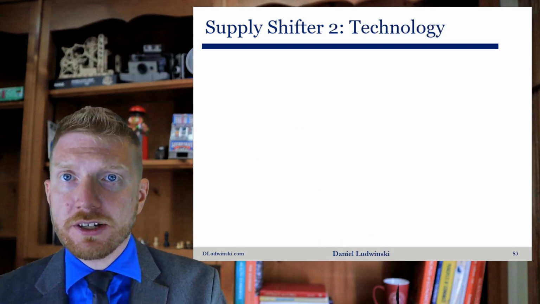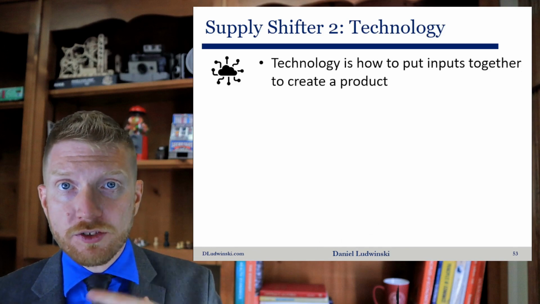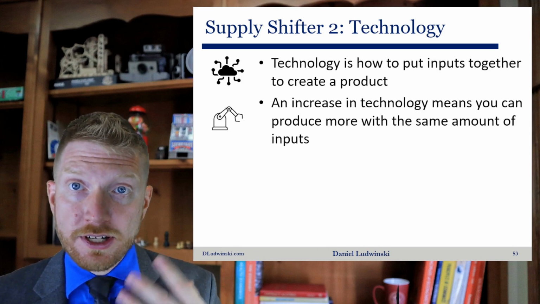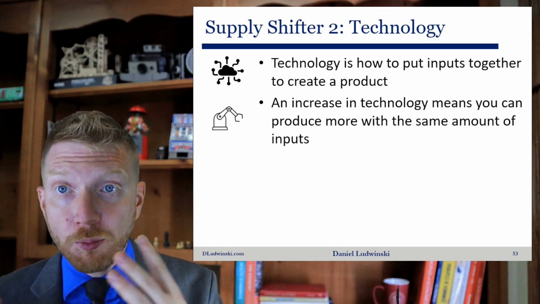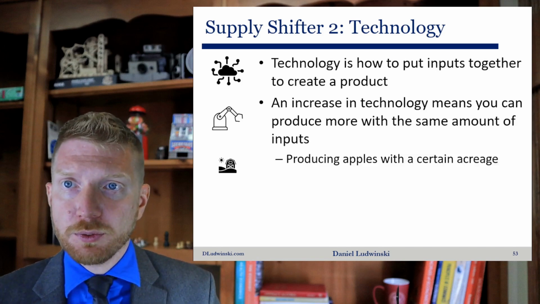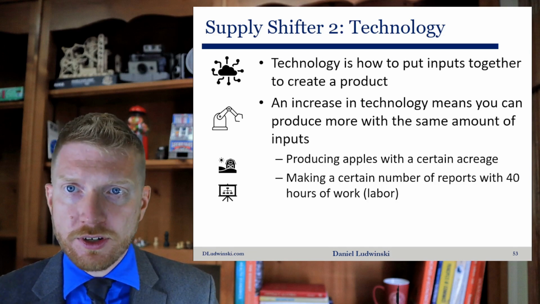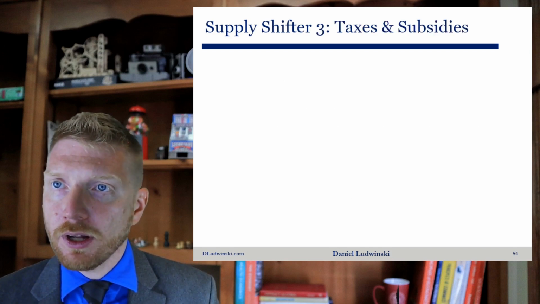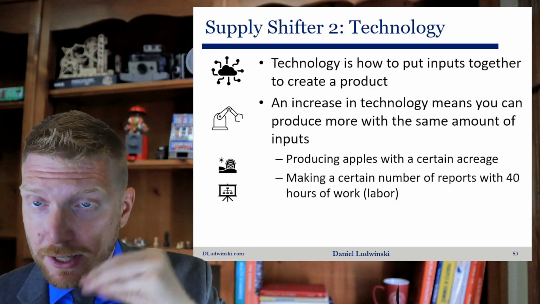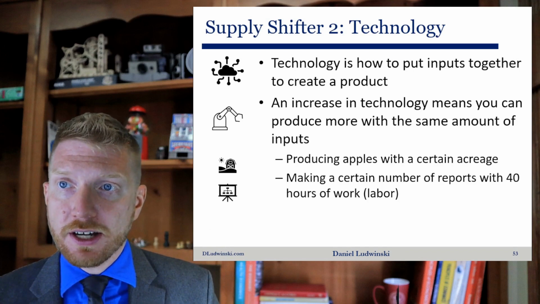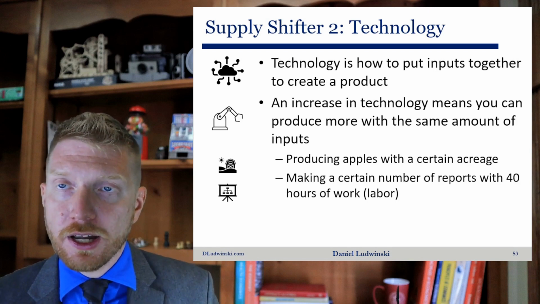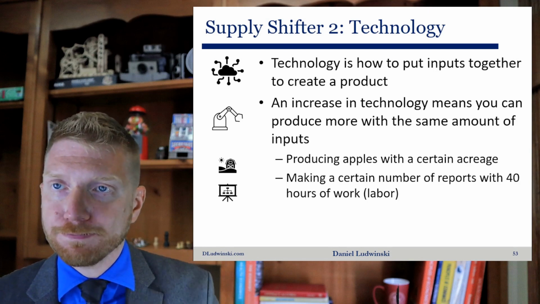The second shifter is technology. Technology is how a supplier takes inputs to create a product or to make an output. So an increase in technology means that you are able to produce more with the same amount of inputs. For example, producing apples with a certain amount of acreage, making a certain number of reports with a certain amount of labor. These are things that would be increases in technology, making more with the same amount. And shifts in technology are increases in supply. Given a particular price, you are able to make the same or make more.